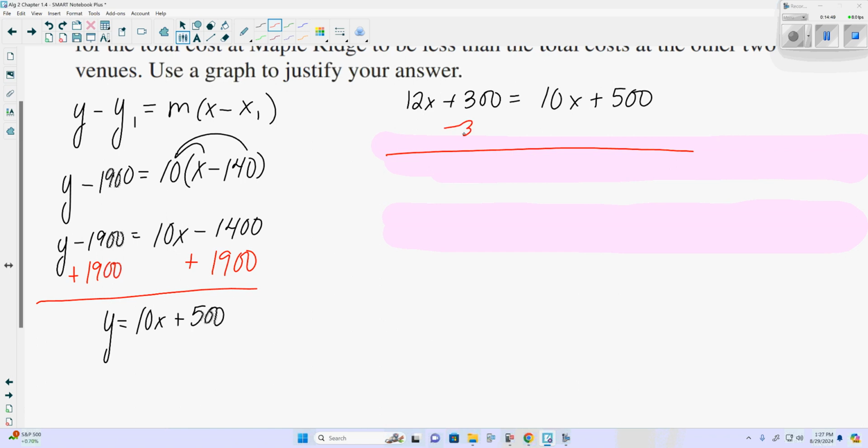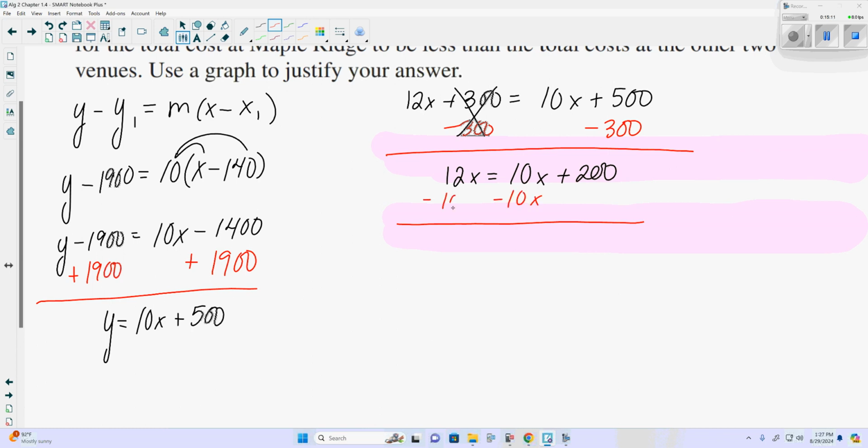We will minus 300 from both sides. Because here the 300 minus 300 cancels, telling us 12x is equal to 10x plus 200. What can we do next? Minus 10x from both sides. 12x minus 10x is 2x is equal to 200. And lastly, we would divide by 2, telling us x is equal to 100.